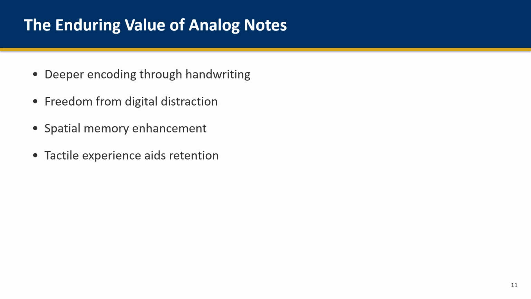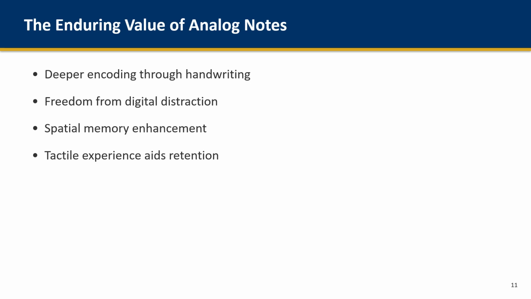Spatial memory works differently with physical notes. You often remember where on a page you wrote something or how far through a notebook an idea appears. This embodied memory can help you locate information that would require extensive searching in a digital system. The tactile experience of quality paper and a good pen also affects how we relate to our notes. Many researchers report that analog notes feel more like an extension of their thinking, while digital notes feel more like external storage.